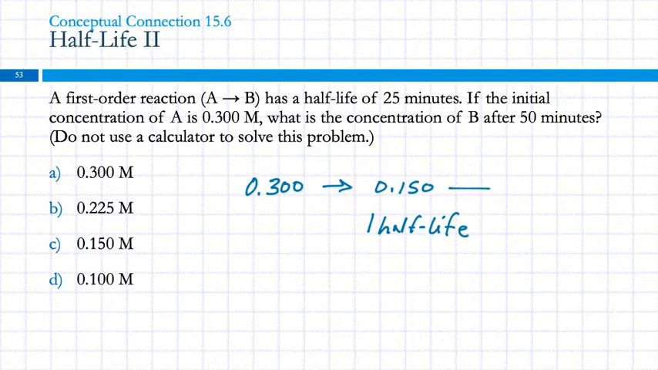And we need to go to a second half-life, so we cut it in half again. You do it with your calculator brain, and you get 0.075. Well, what's the best choice?